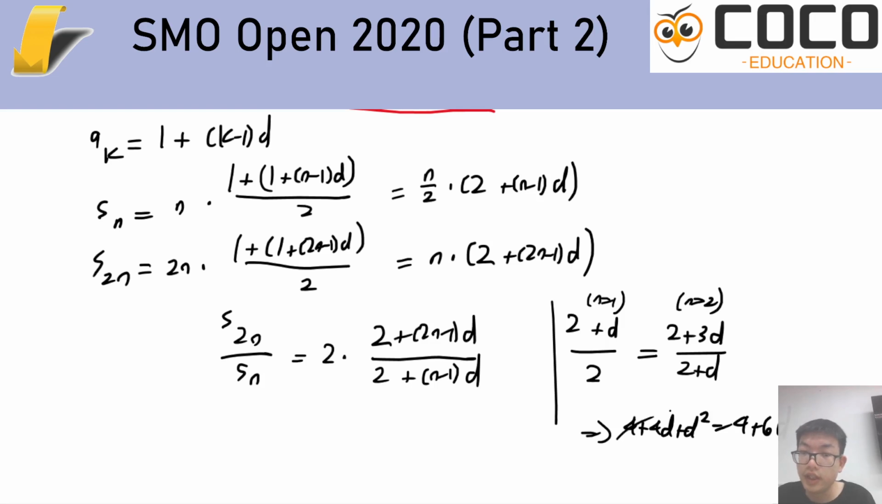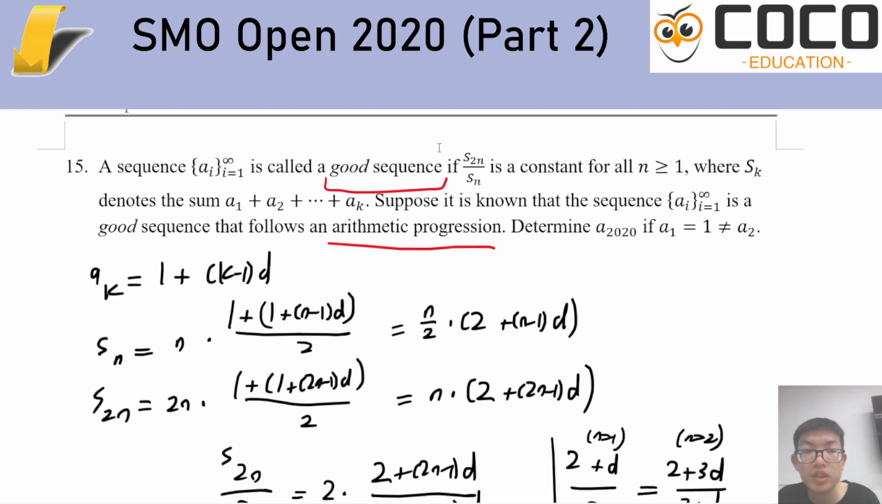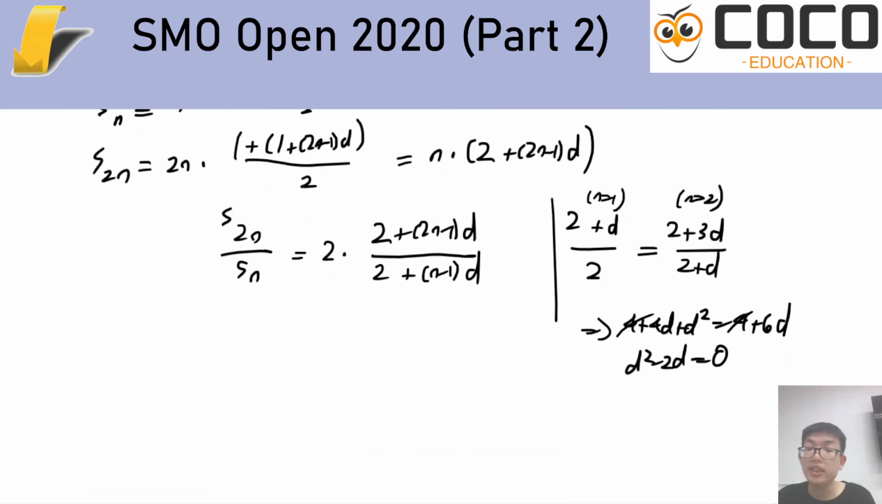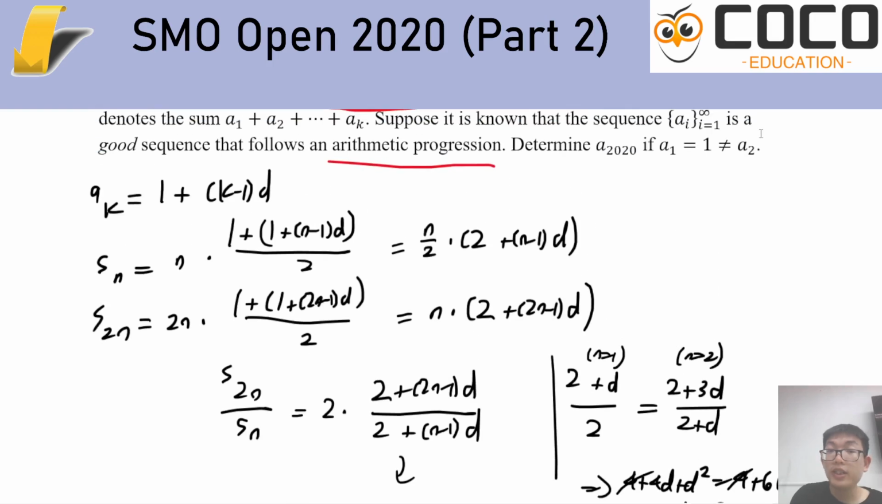Okay, so if I move this over, I get d squared minus 2d is 0. And this time, of course, the question tells me, does it say non-constant? It says that a2 is not 1. Okay, so it's not a constant sequence. So d is not 0. d is 2. Just to be sure, if d is 2, yep, that's just 4. So it is really constant. Great, so d is 2, and my question is A2020.